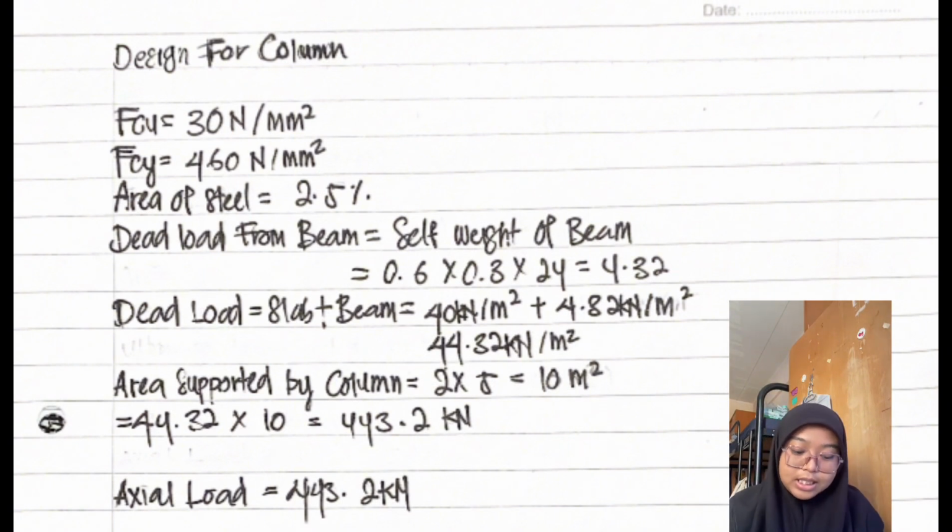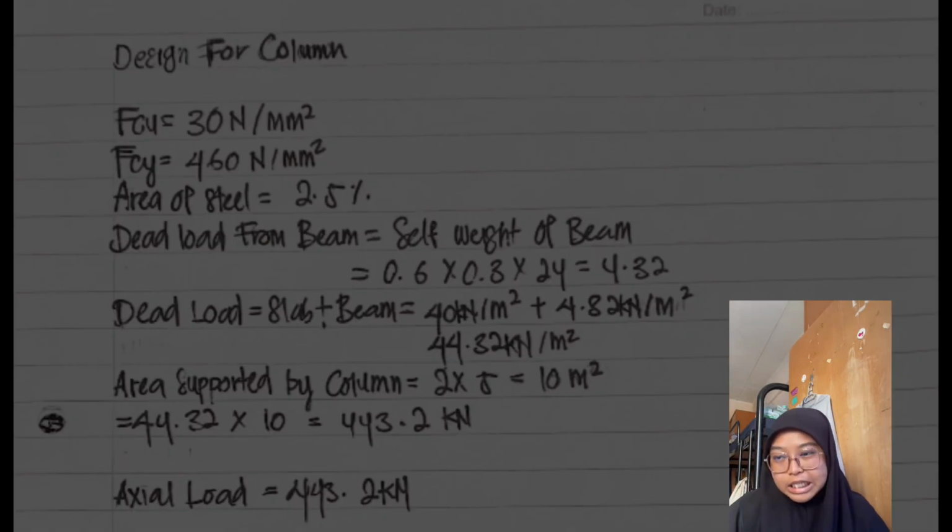After that, we search for the dead load from beam to slab. The dead load from beam to slab that we get is 44.32 kilonewton per meter square. After we get the answer, we multiply it by 10 meter square because the 10 meter square is the area supported by the column. So the answer that we get is 443.2 kilonewton. So 443.2 kilonewton is the axial load for the column.